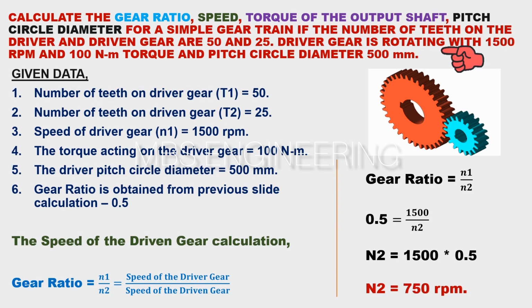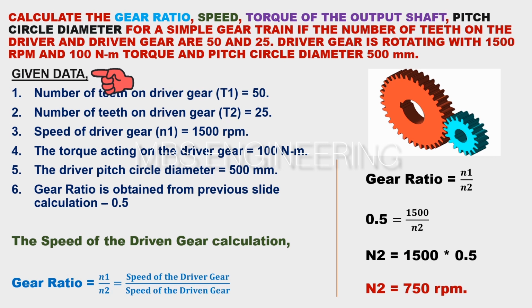Next, we will calculate the speed of the driven gear. Let's see an example. Calculate the gear ratio, speed, torque of the output shaft, and pitch circle diameter for a simple gear train if the number of teeth on the driver and driven gear are 50 and 25. Driver gear is rotating at 1500 rpm and 100 Newton meter torque and pitch circle diameter 500 millimeters.